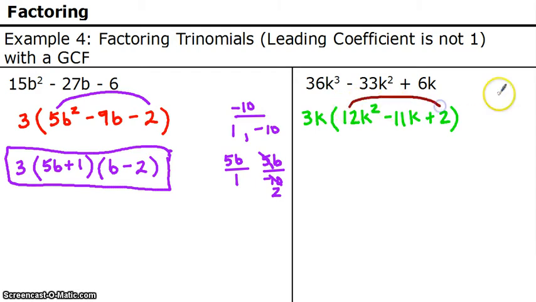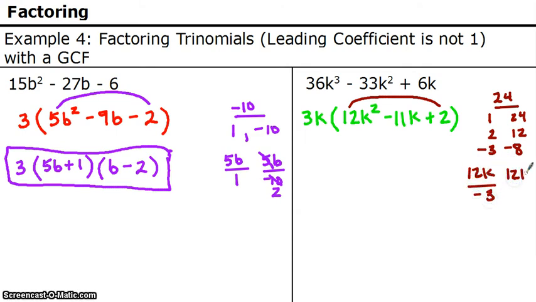12 times 2 is 24. So I need numbers that multiply to be 24 and add to be 11. Okay, so if you go through your options, 1 and 24, that's not going to work. 2 and 12, not going to work. 3 and 8. Looks like we have a winner right there. Negative 3 and negative 8 add up to negative 11. So you get 12k over negative 3 and 12k over negative 8.